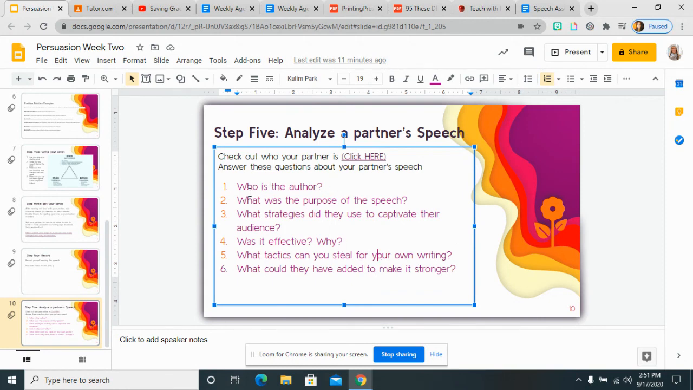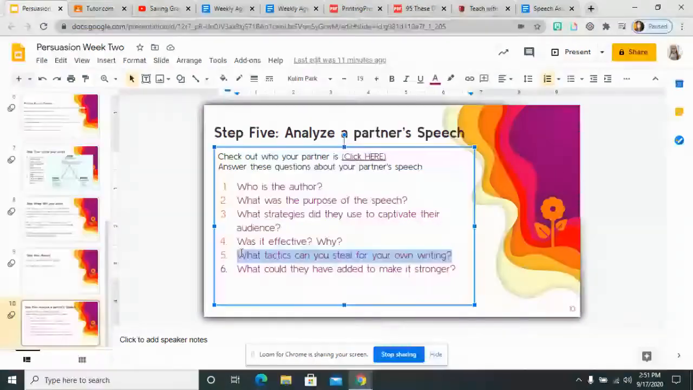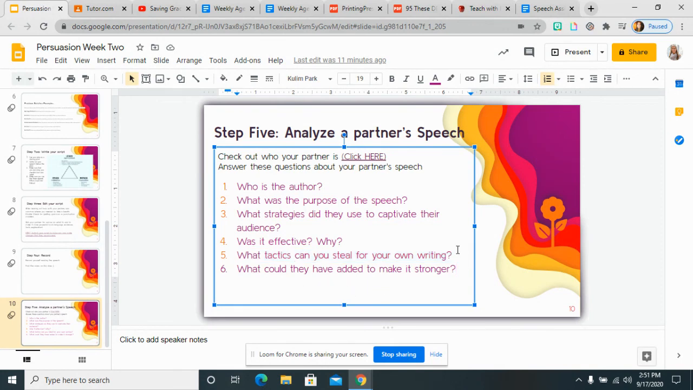And these are the same answers from last week. So who is the author? What was the purpose of the speech? Which we know it was to vote for them, right? What strategies did they use to captivate their audience? Was it effective and why? What tactics can you steal? What things did you really like from their speech that you feel like you needed to add to yours? And then what could they have added to make it stronger? Maybe they could have put a joke in somewhere, or maybe they needed some punctuation. Maybe they needed a visual or something like that.